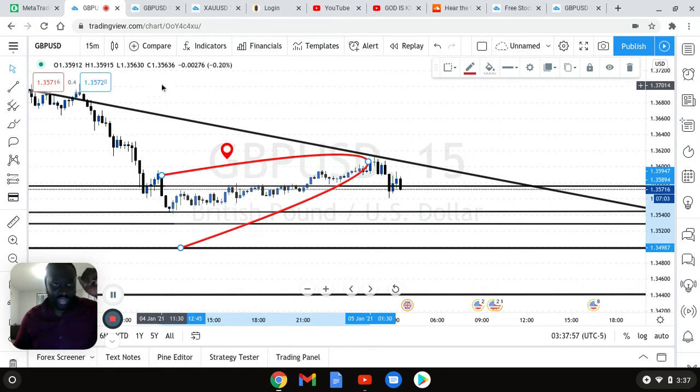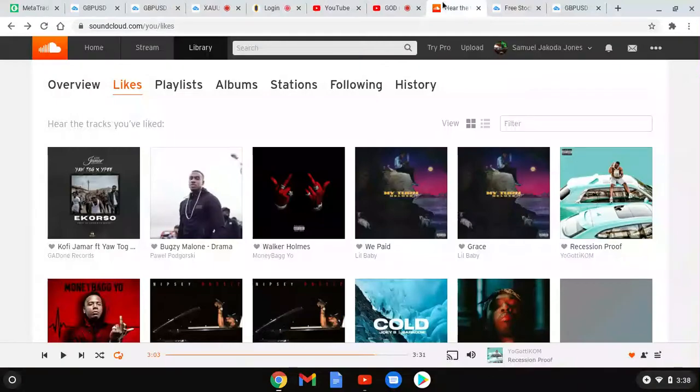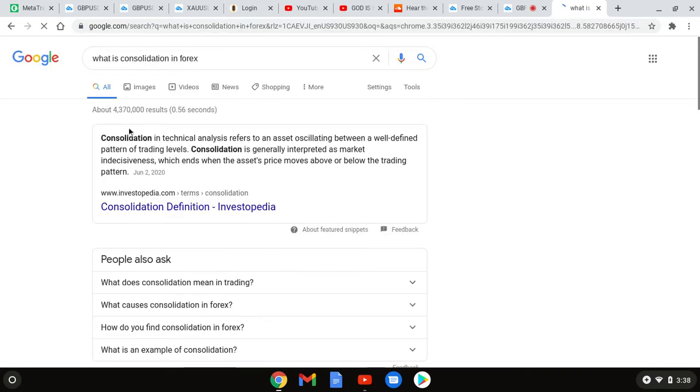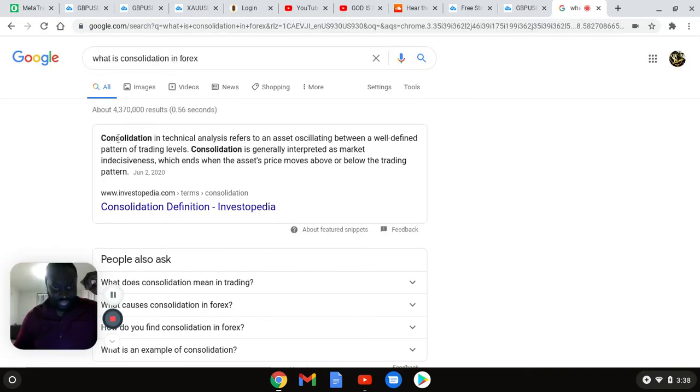So let's go to Google and see what it means by price consolidation. All right, I had it right here. Let's see. All right, so I gotta type it again. What is consolidation in Forex? Consolidation in technical analysis refers to an asset oscillating between a well-defined pattern of trading levels. Consolidation is generally interpreted as market indecisiveness.